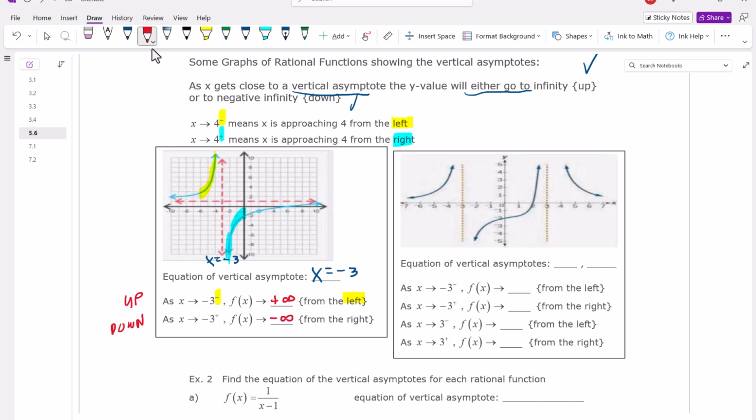Okay, so this is something that you'll do in a Calculus 1 class. It's good to get the idea. You'll learn what's called a limit in Calc 1.